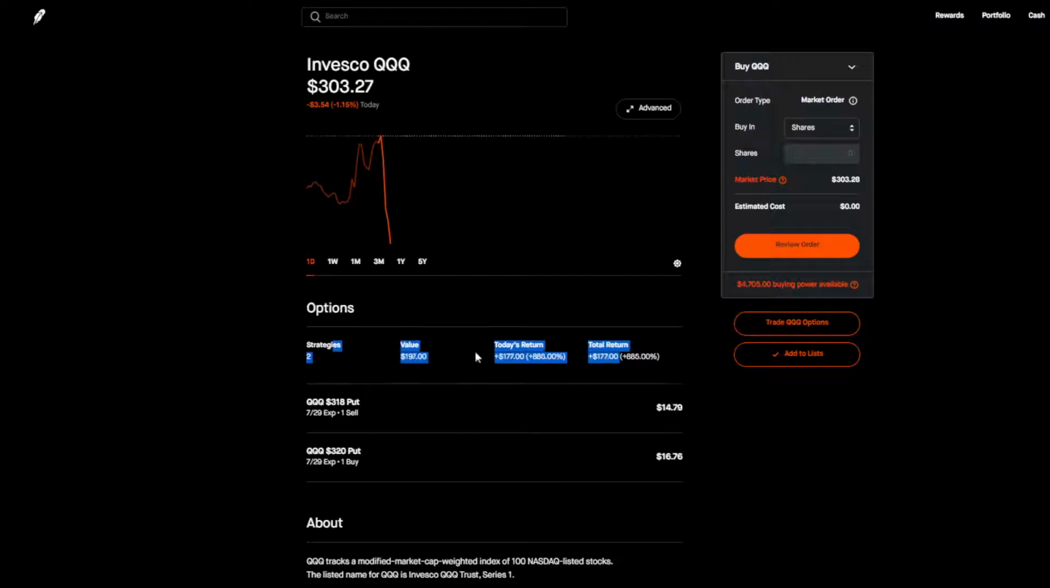So definitely do your own research before buying options, especially because they are very risky. Just do your own research. Paper trade. This type of trading strategy is definitely a powerful one to know how to use.